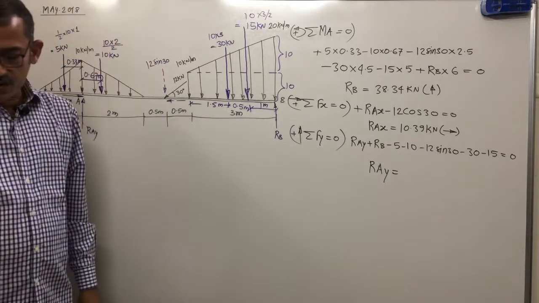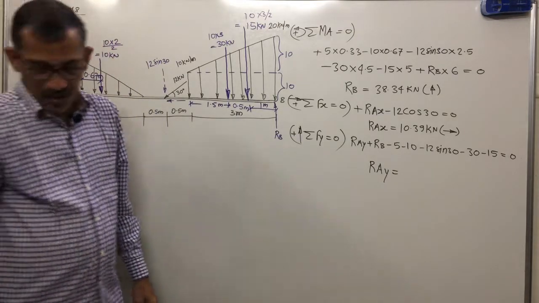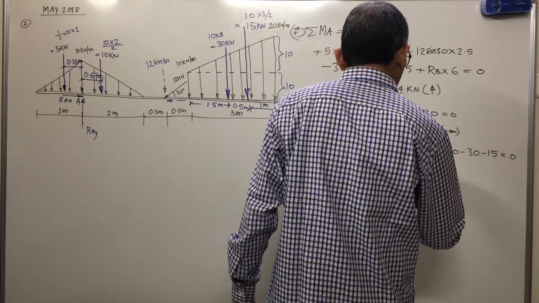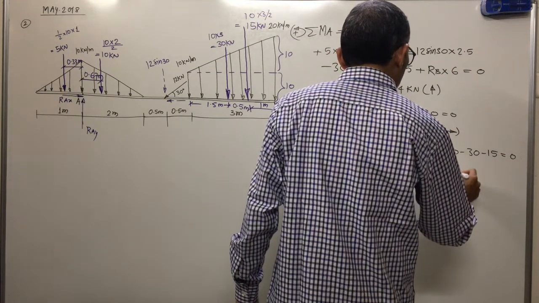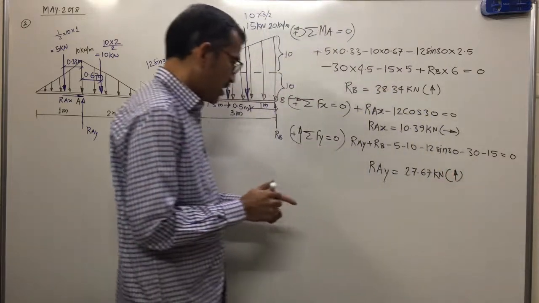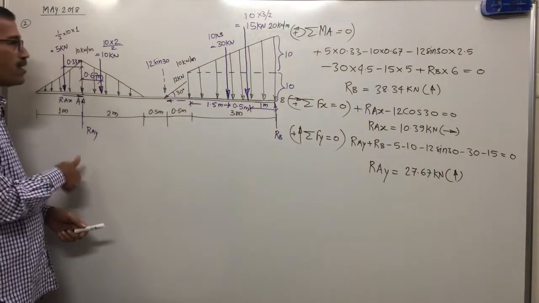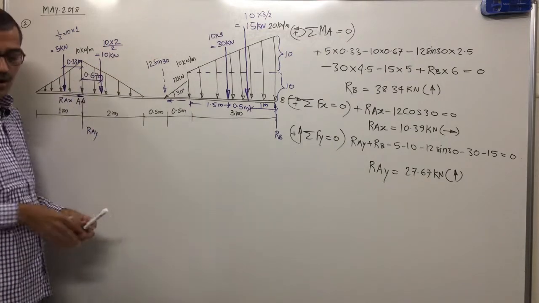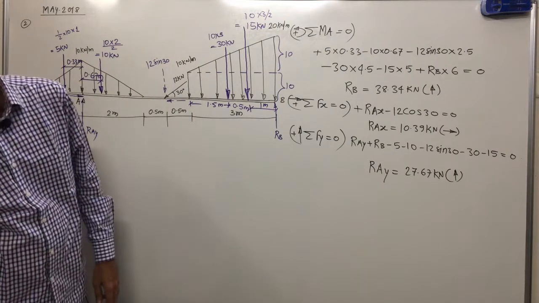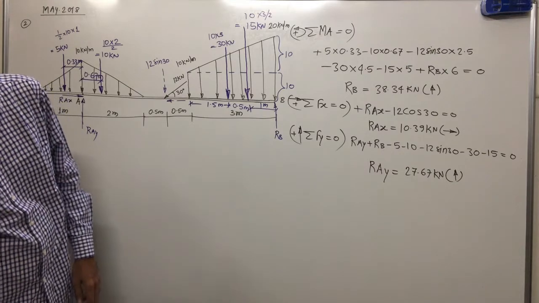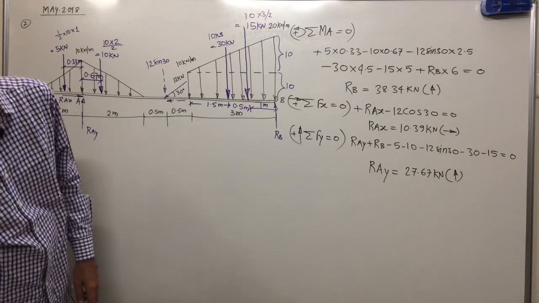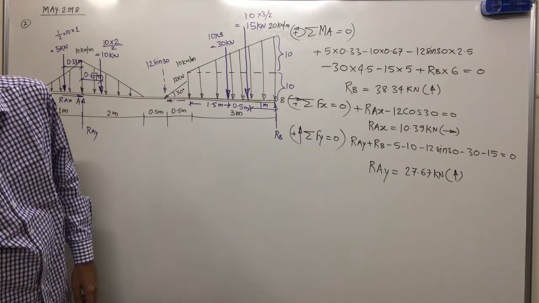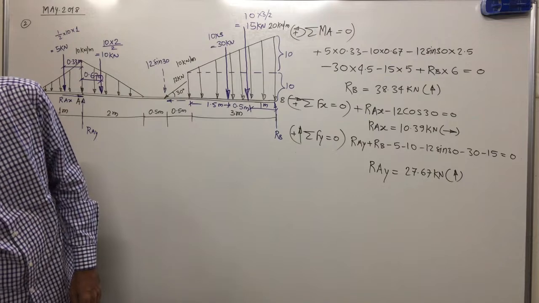RAY. Calculate RAY. RAY comes out to be 27.67 kilonewton. Answer positive means the assumed direction is correct. What is the assumed direction of RAY? Upward. Clear? What is important? Conversion of all distributed loads into equivalent point loads is important. How to convert all distributed loads into equivalent point loads?